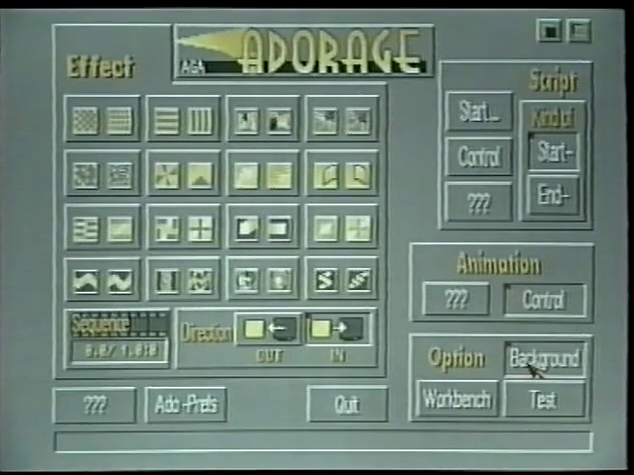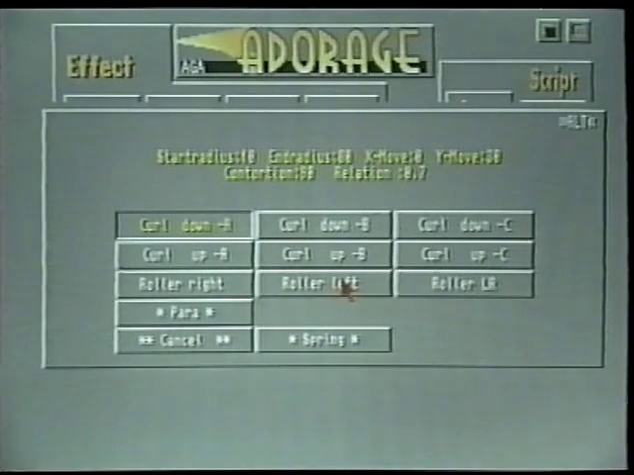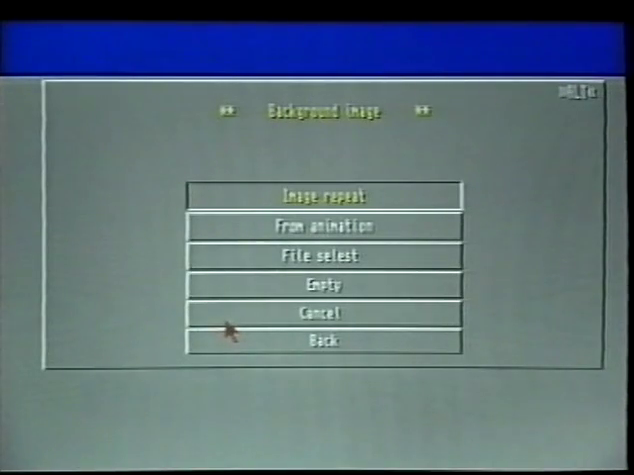And bring in another new screen. The first step is to choose an effect to send the screen out on, so I choose Out Effect. Roller. Roller left. Full screen for the image, and no background image.